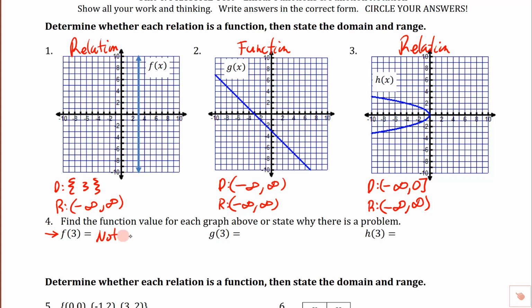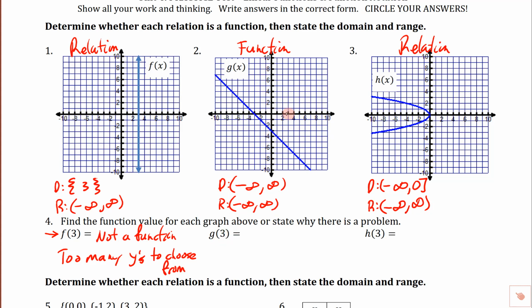First, we put not a function. And second, we'll put too many y's to choose from. Okay, and that's the big problem with a relation as opposed to a function. Let's take a look at the next one. This one is a function, so we should be okay finding g of 3.